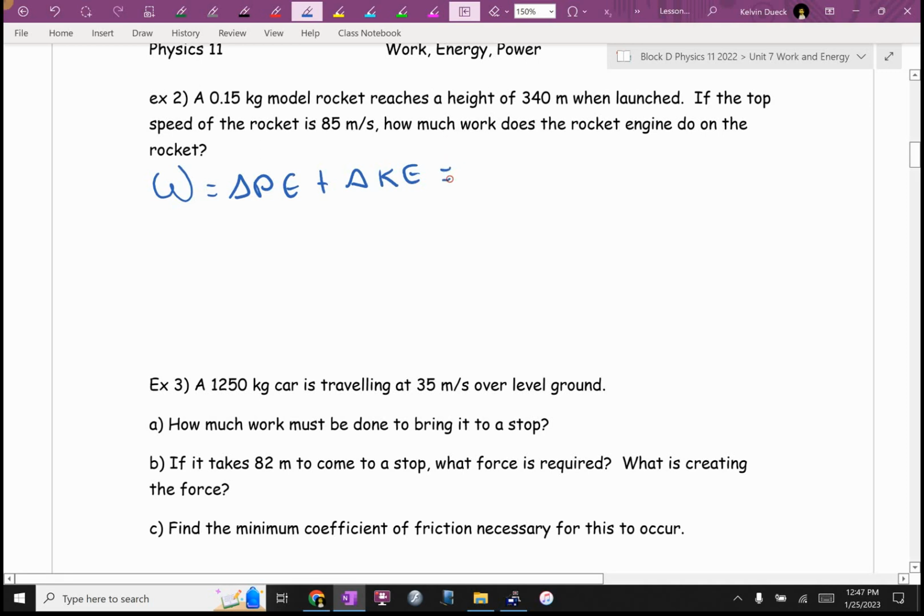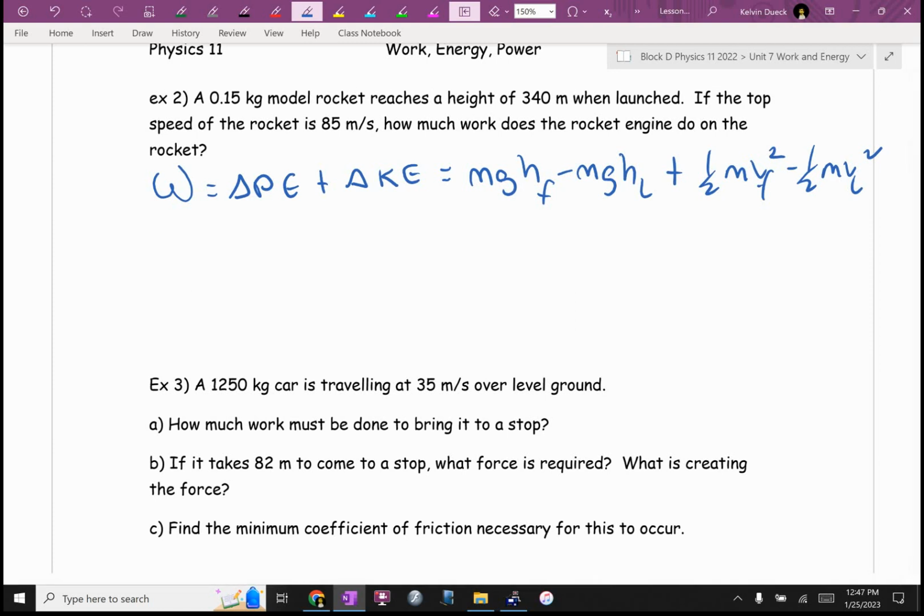Okay, I'm going to write this as mgh final minus mgh initial plus a half mv final squared minus a half mv initial squared. The m's don't cancel, although there's an m in everything on the right. There is no m in work, which makes sense. It should take more rocket fuel to send a bigger rocket up.